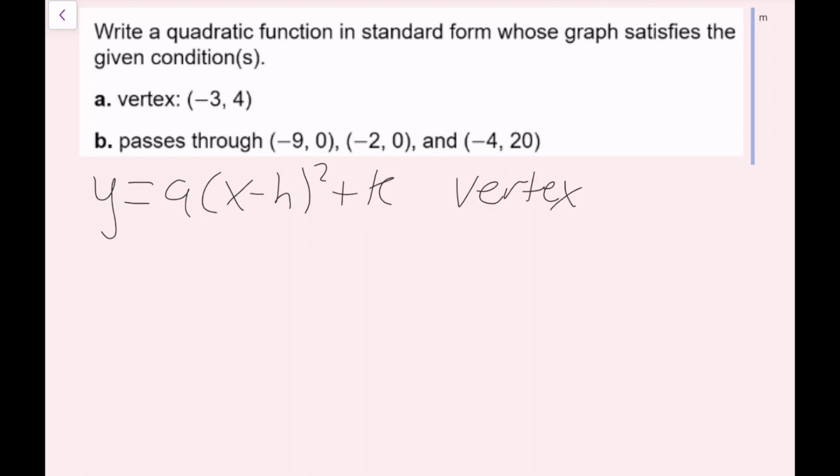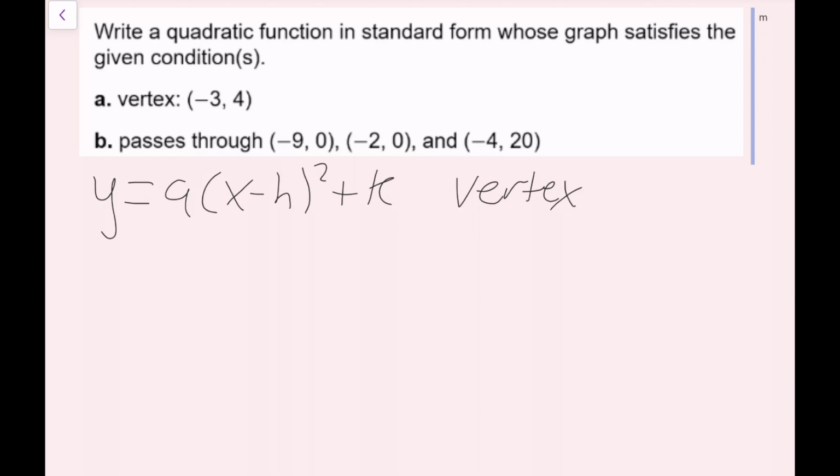So all we need is a vertex of negative 3, 4. It doesn't specify what our a value has to be. So my suggestion is if it doesn't specify, pick the easiest one, which is going to be 1. But you could pick any a value besides 0. So I'm going to have a equal 1 here, which means I don't need to plug in anything. And I'm just going to plug in my vertex.